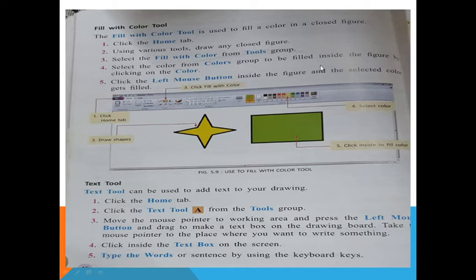Okay, now come to the text tool. The text tool can be used to add text to your drawing. Click the Home tab, click the text tool, this is the A figure, from the tool group. Move the mouse pointer to the working area and press the left mouse button. Drag to make a text box on the drawing board.